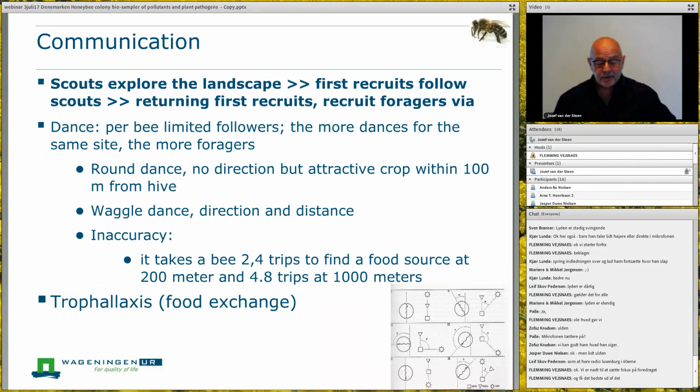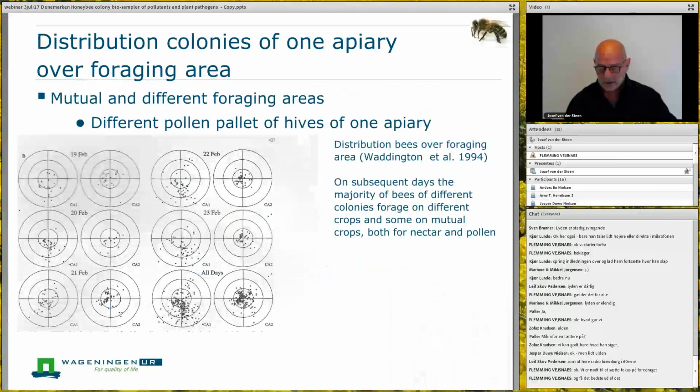They communicate. We all know the famous bee dances, and by doing these dances, they recruit foragers to follow them, and that's how the honeybee colony can focus on certain crops, and they are really mass foragers. So on certain crops, they have a lot of bees coming there, indicated by the dances. That was discovered about 100 years ago by von Frisch.